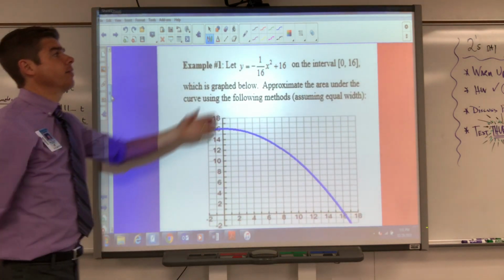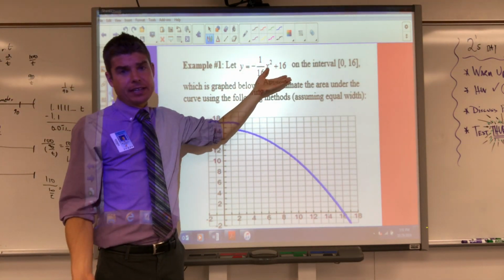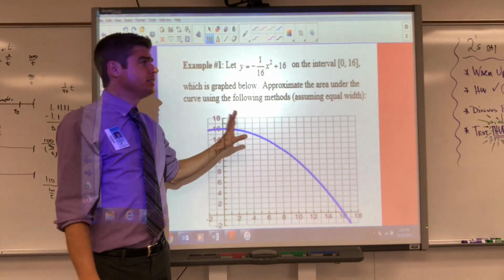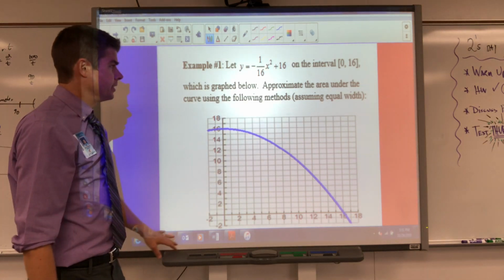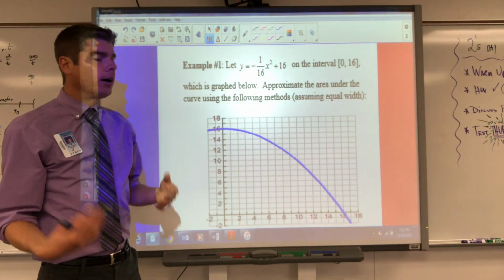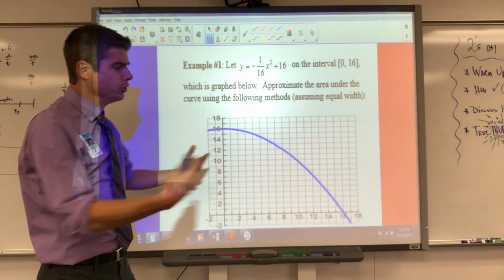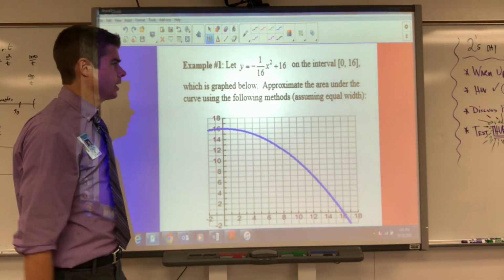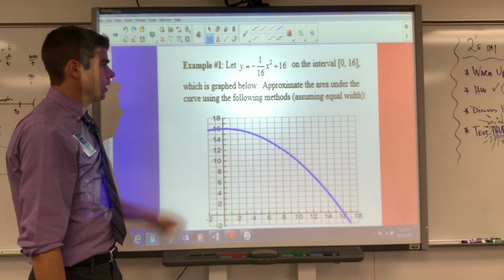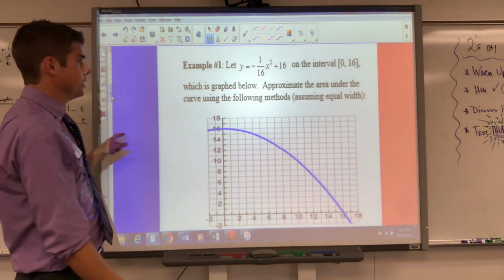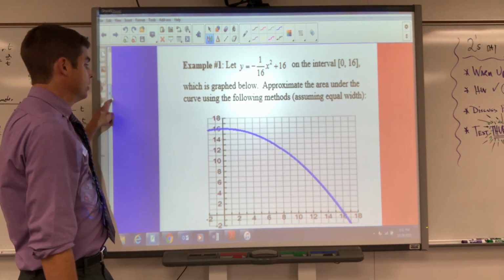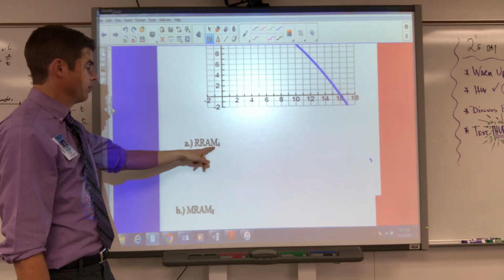I know how to find the area under this. I can do the antiderivative, but I'm going to use this as a model with some of these area models, just to see how you would convey your answer, or how that applies. It does say use equal width, and I'm going from 0 to 16. The first one says do LRAM 4.